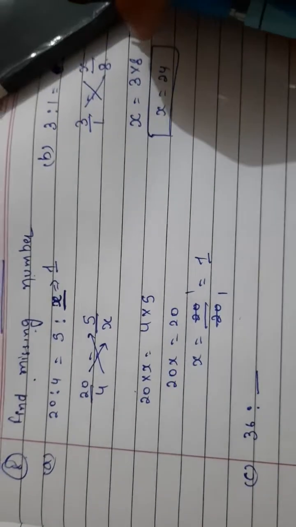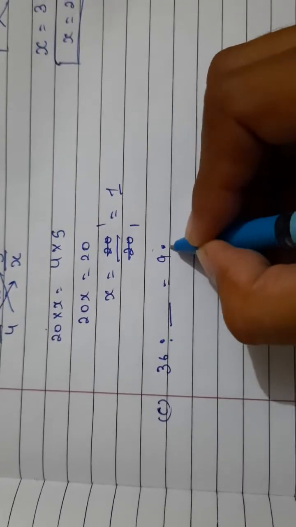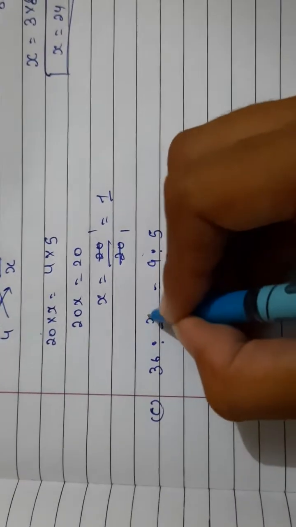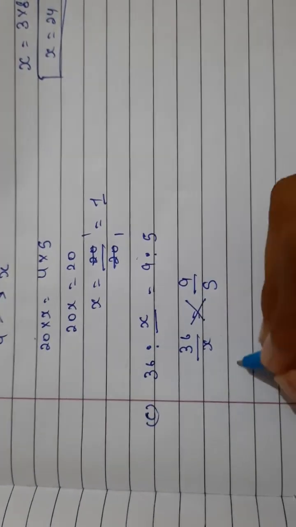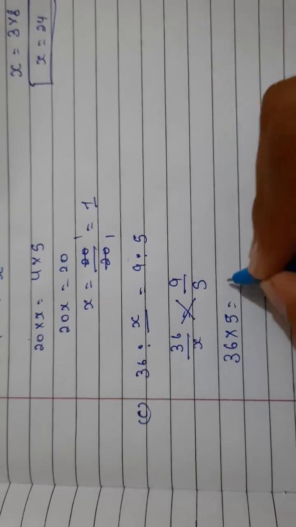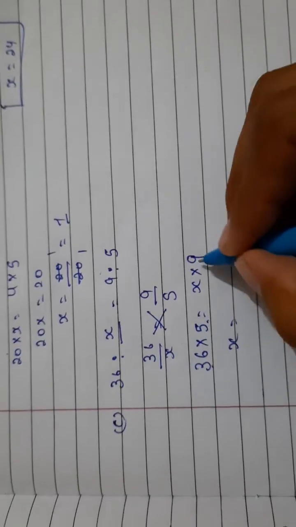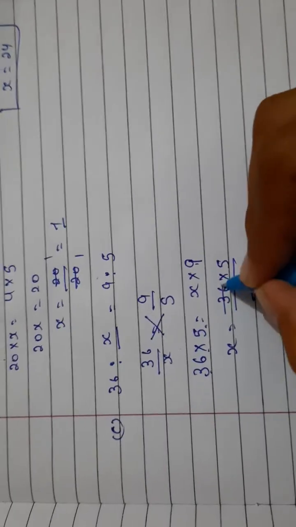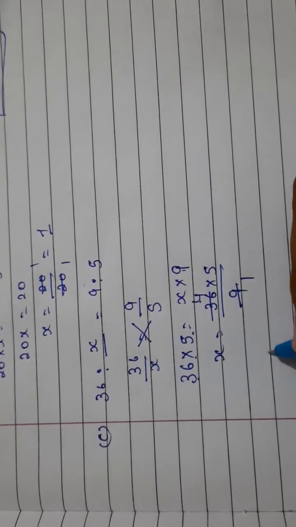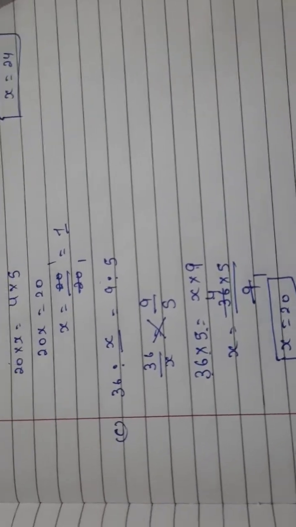Come on C part. 36 ratio dash is equal to 9 ratio 5. Same, you know that here we can write 36 by x, 9 by 5. Cross multiply means 36 multiply with 5 and x multiply with 9. x is equal to, 9 will come this side and divide. 9 ones are 9, 9 fours are 36, 4 5s are 20. So the value of x came 20. Like this way you can do.